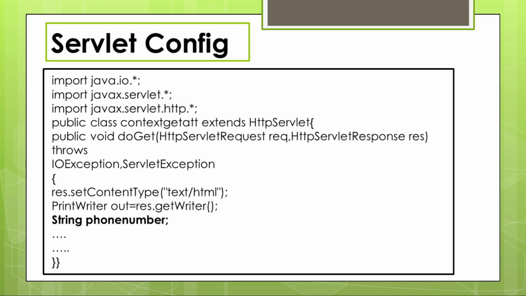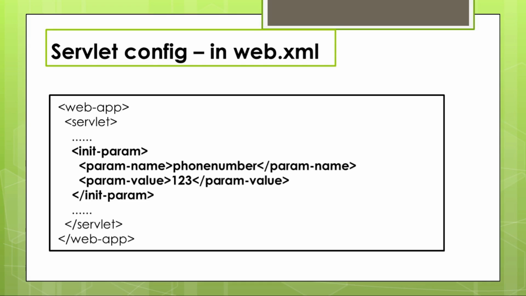So you could ask me, sir, then what is the best place to store such kinds of variables? If a variable is meant to change frequently, then you said it is not the correct way to store it in the program. Then where can I store it? You have a better alternative. The alternative is the web.xml file. Now don't ask me what is the web.xml file.